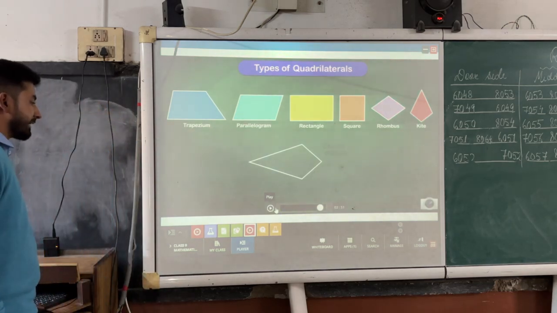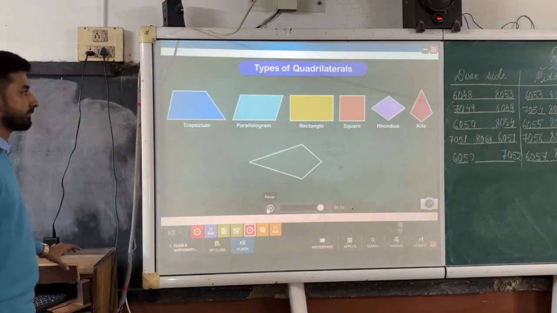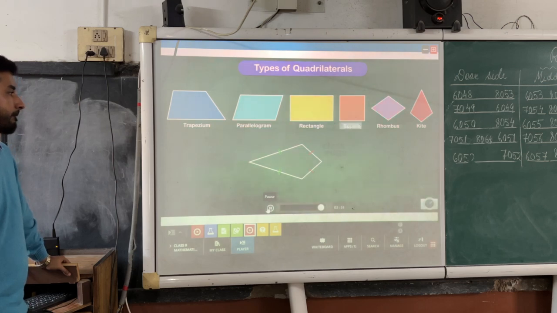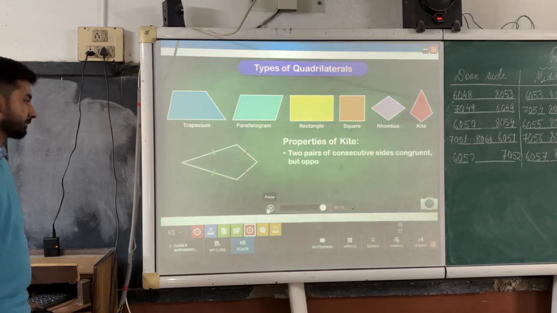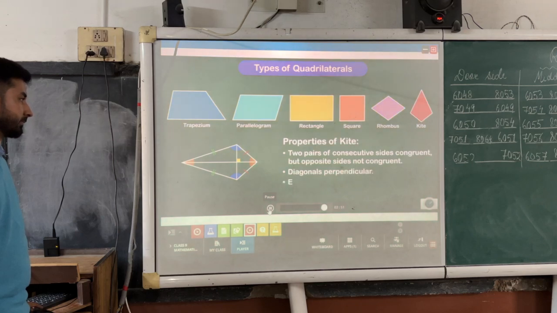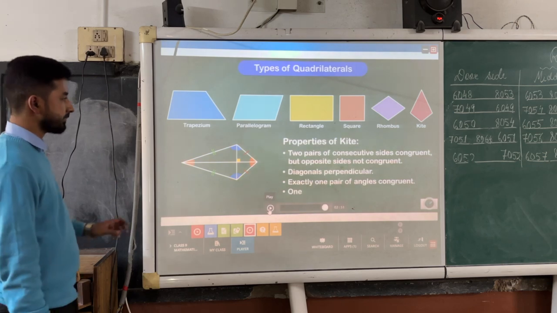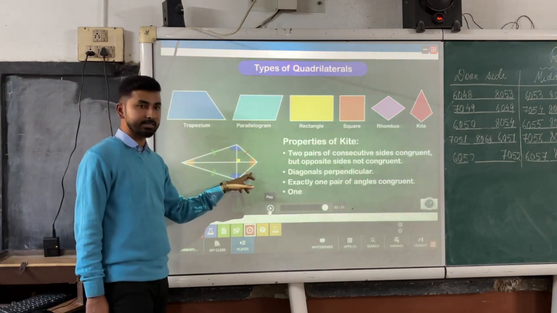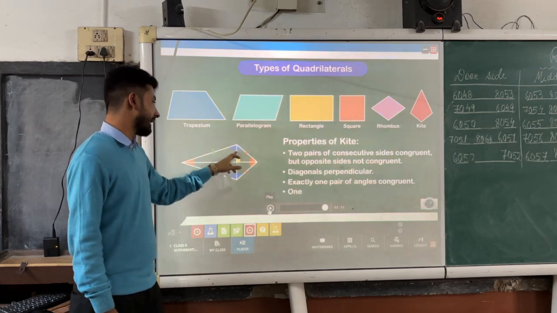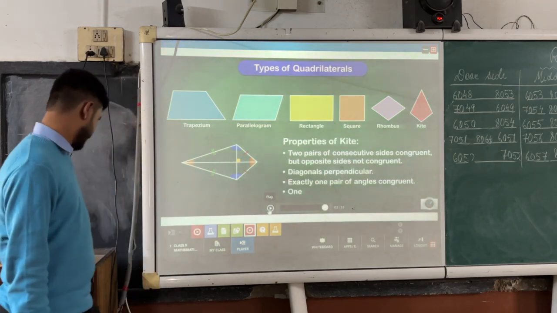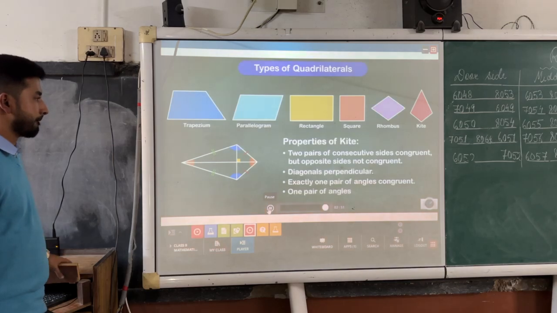And the last one is a kite. In a kite, the two pairs of adjacent sides are equal. The properties of a kite are: two pairs of consecutive sides are congruent, but opposite sides are not congruent. The diagonals are perpendicular. Exactly one pair of angles is congruent. In a kite, the adjacent sides are equal, but the opposite sides are unequal in length. Also, the diagonals are perpendicular to each other. One pair of angles is bisected.